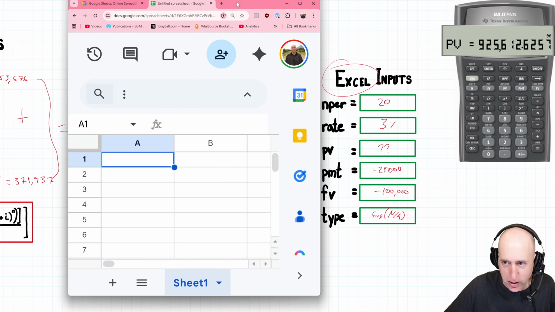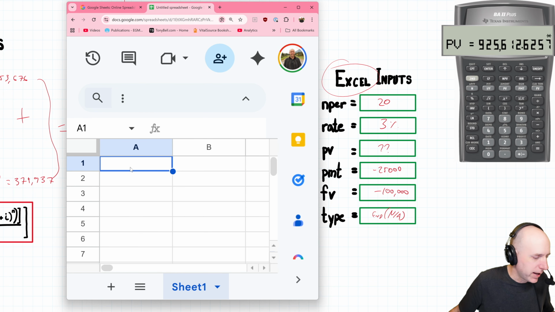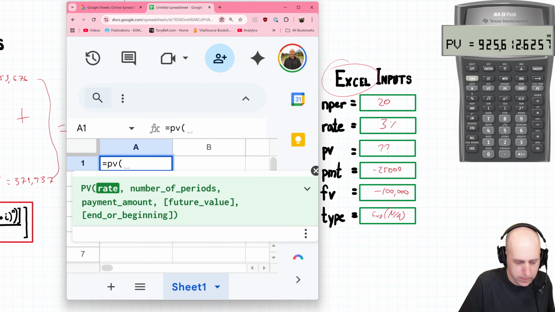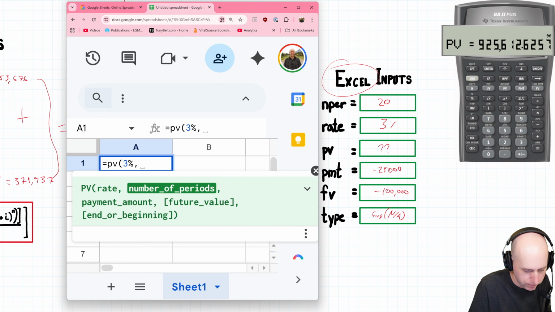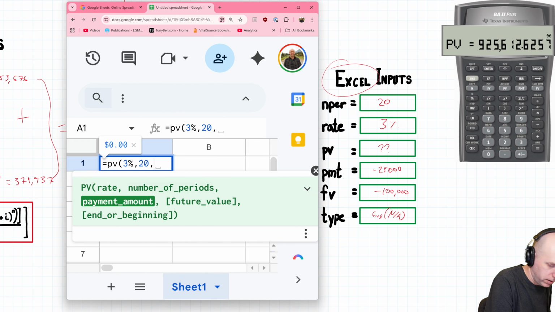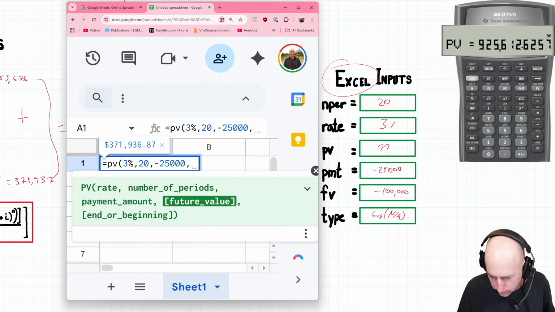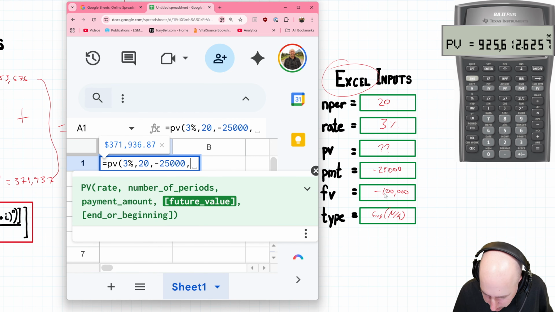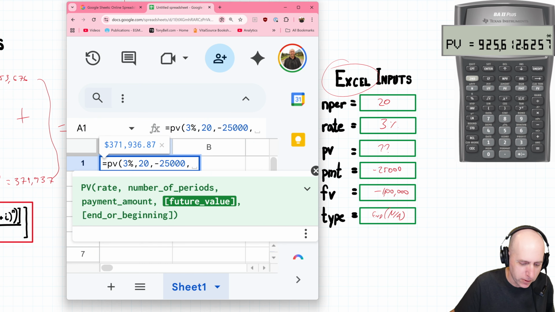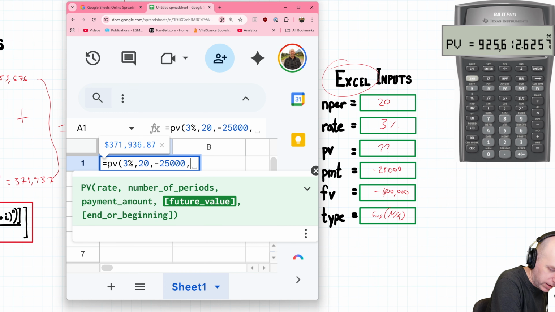So we bring down our spreadsheet program, and I've got it zoomed way in, and I go equals PV. And then it just tells you, okay, rate. Well, we know our rate is 3%, comma. Number of periods is 20, comma. Payment amount, 25,000. I put this in as negative 25,000, comma. Future value. Oops, I missed a 0 there. It's 1,000,000. Sorry, missed a 0 when I put this in, but of course it's the same. Negative 1,000,000, of course.